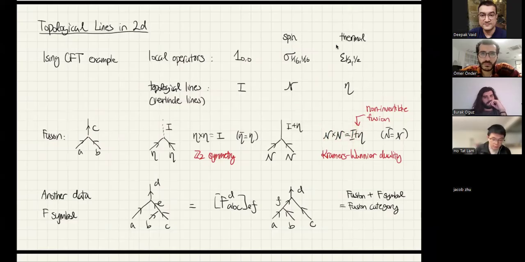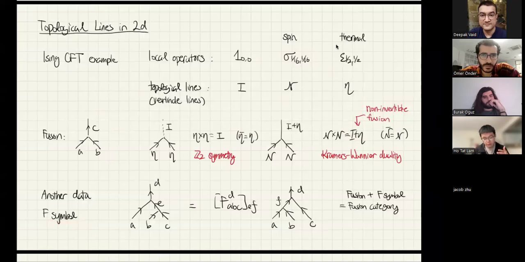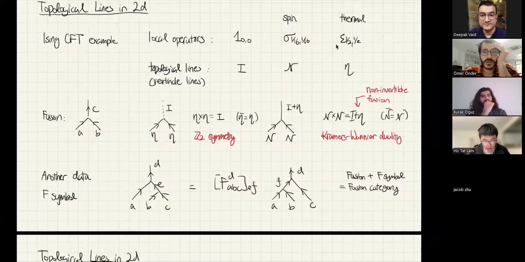Another important piece of data that enters into the formulation of topological lines is what's called F symbols. Essentially, if you fuse lines in different ways, they should give you the same answer, but up to a non-trivial transformation. This is what's called F symbols. I just want to mention in passing that the mathematical structure underlying topological lines is what's called fusion categories. This includes essentially the 2 pieces of data that I told you: the fusions of these topological lines and the F symbols.